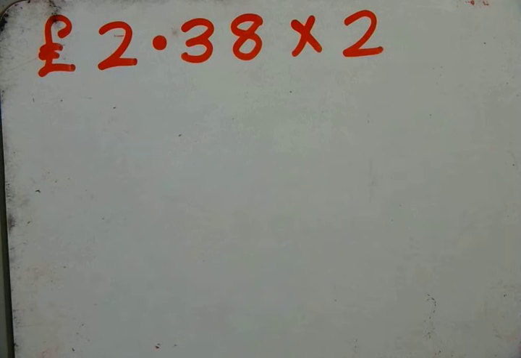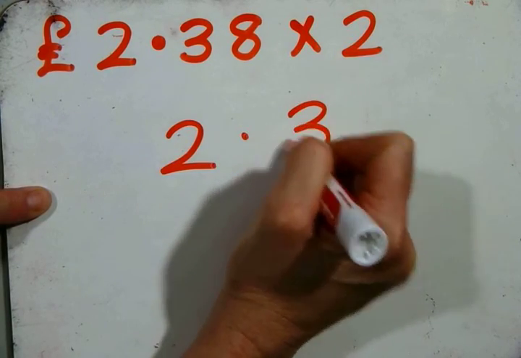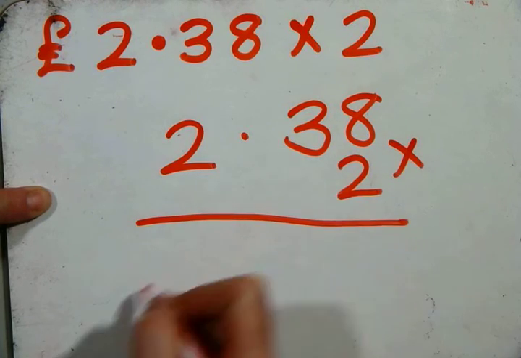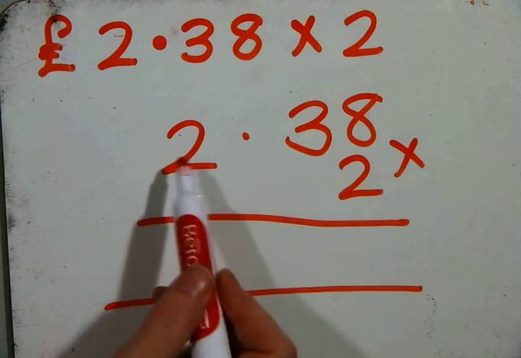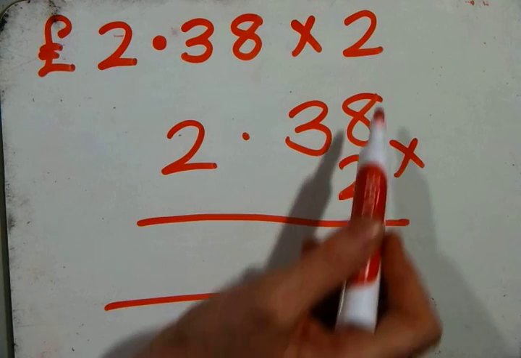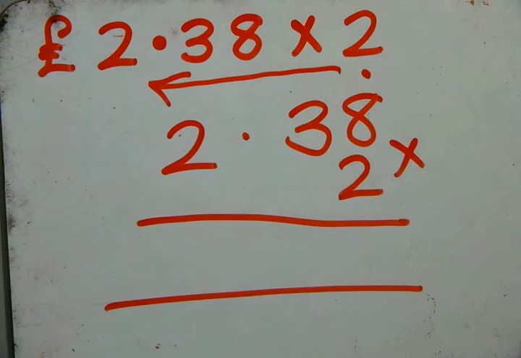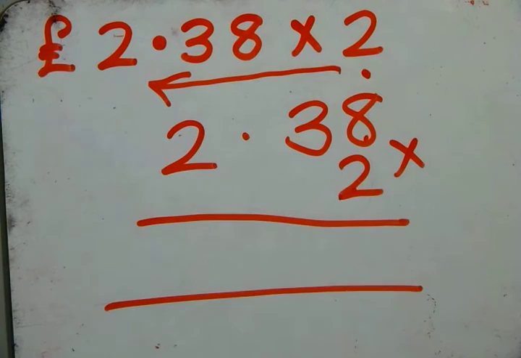Let's have a look at multiplying £2.38 by 2. So I'm going to start by writing out a column multiplication. We're going to multiply all these digits by 2, starting at this end and moving backwards. So the first one I have is 2 times 8.